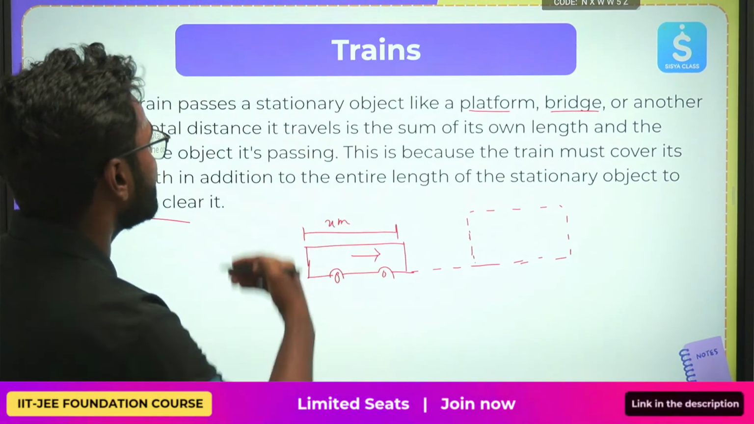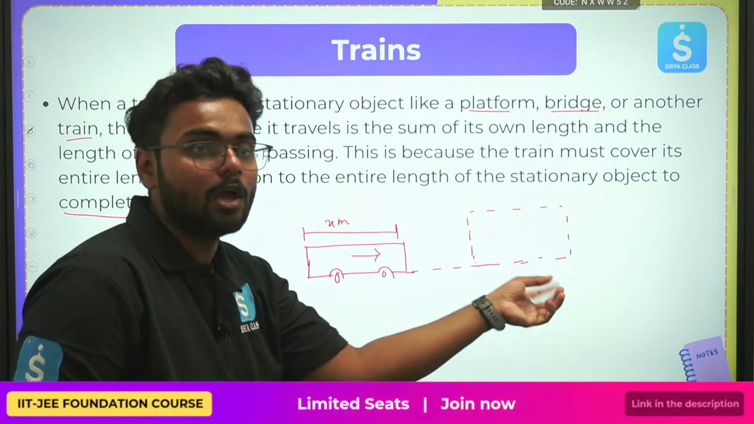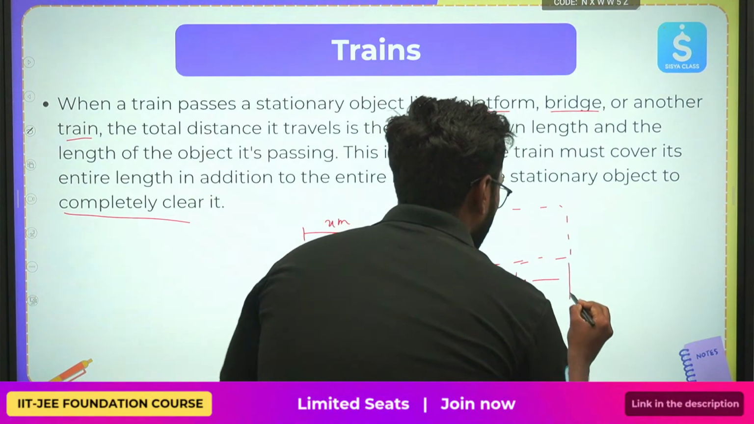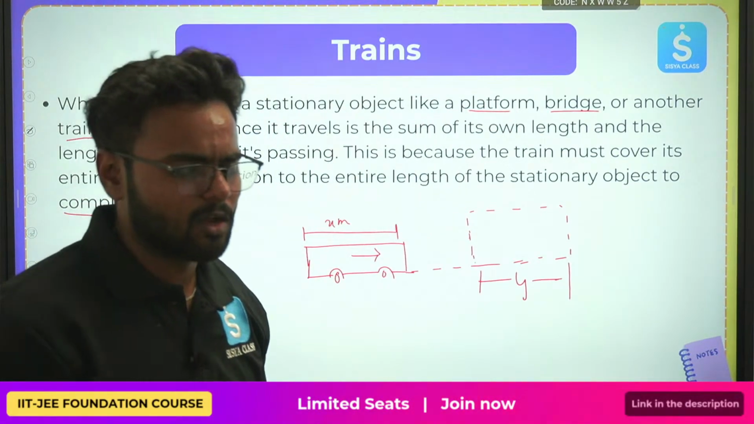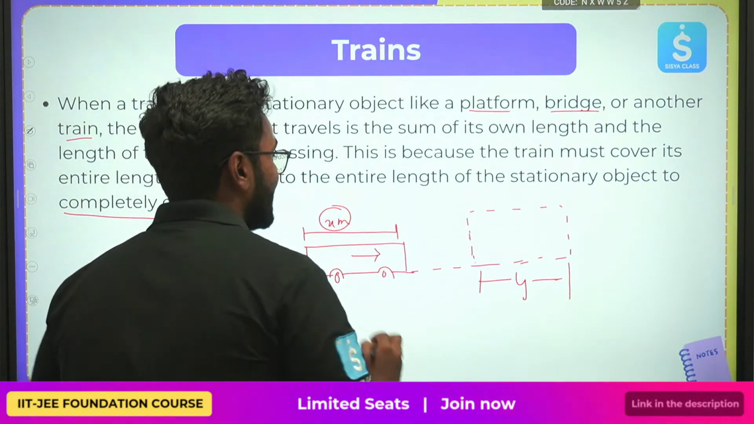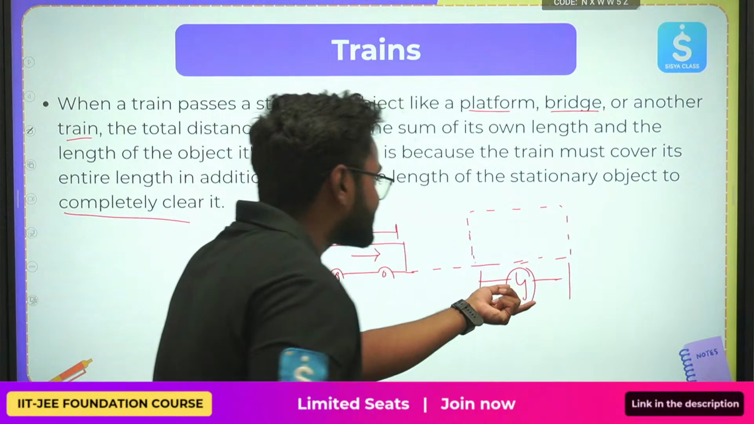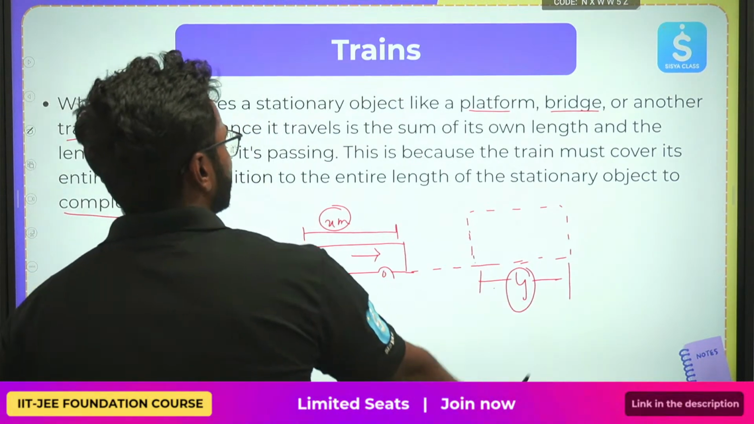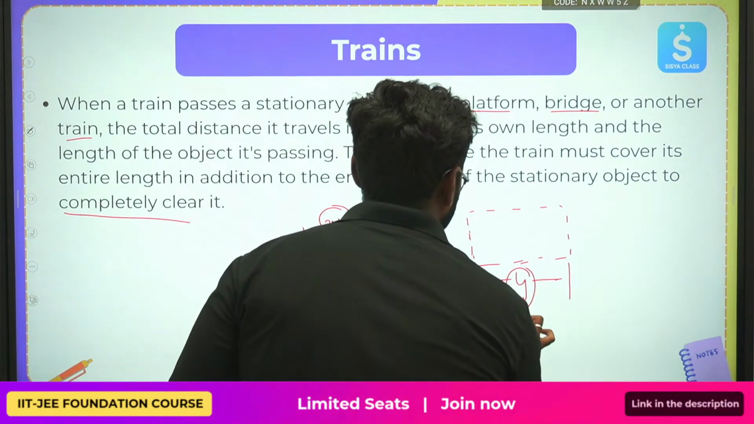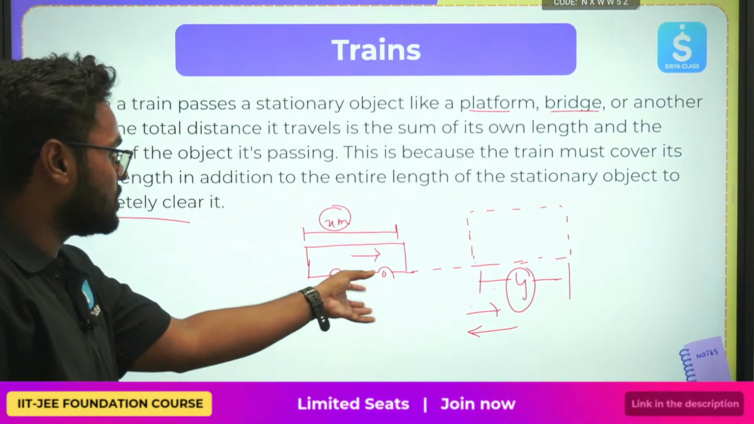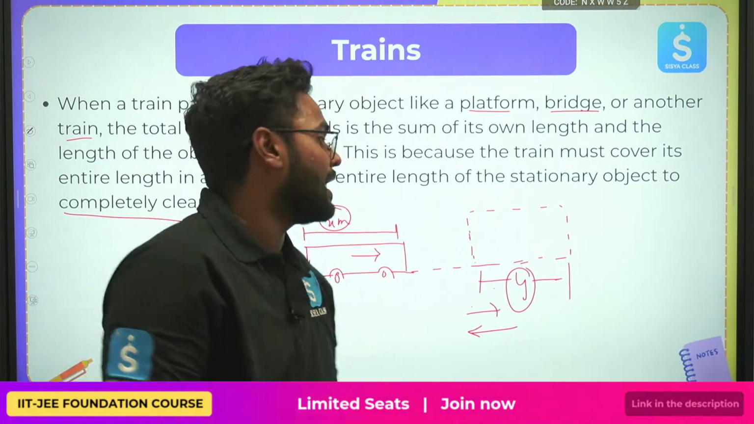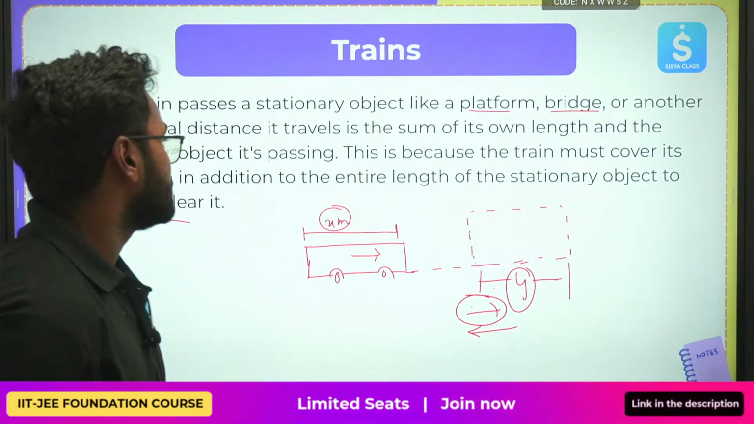Now, if it has to cross this part, you have to consider both lengths. The tunnel will be of some distance: 1 kilometer, half a kilometer, 2 kilometers. You should consider the length of both the train and the object, or in this case a bridge. This could be a platform, a bridge, or another train. So in this case you have to add both distances, since it has to cover the distance of its own length and the tunnel's, right? This is the first part.